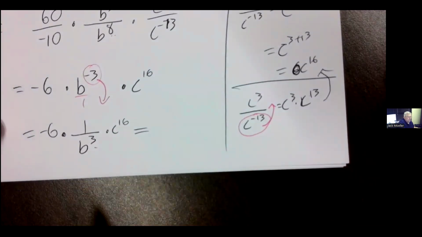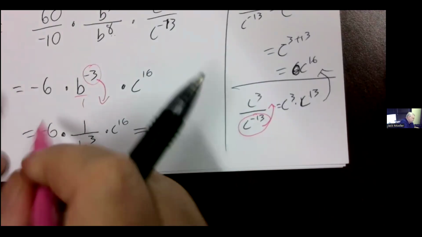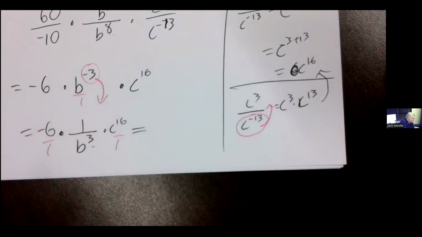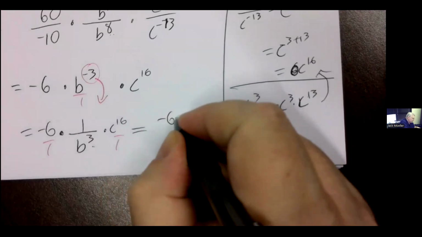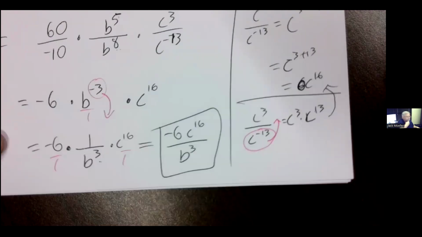Okay, and then since we have a fraction, these over 1. So on top we have -6, c to the 16th, b to the third on the bottom.